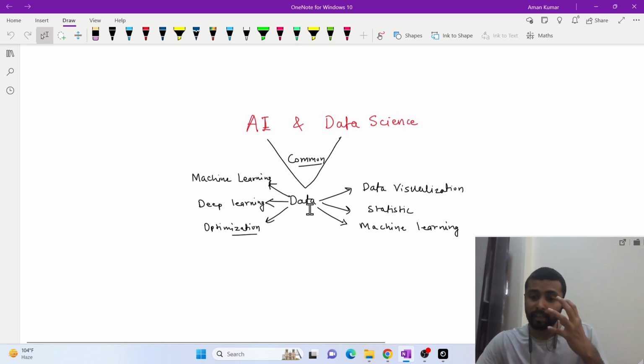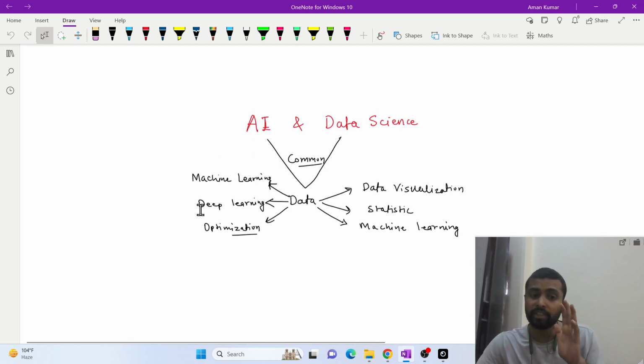And after data, let's say you have data. In data science, what you mostly do is use data visualization. Let's say you have data of 30 days, you can plot a histogram or many kinds of plots, and then come up with more meaningful insights. And use statistics, use machine learning to find some insights and put those insights into your business.